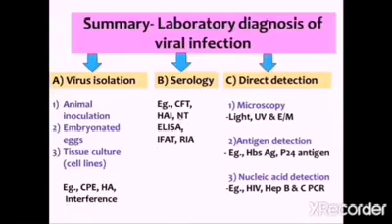We have radioimmunoassay, etc. Direct detection with the help of microscopy, antigen detection, and nucleic acid detection. And we have already discussed the examples. This P24 antigen is for HIV virus.